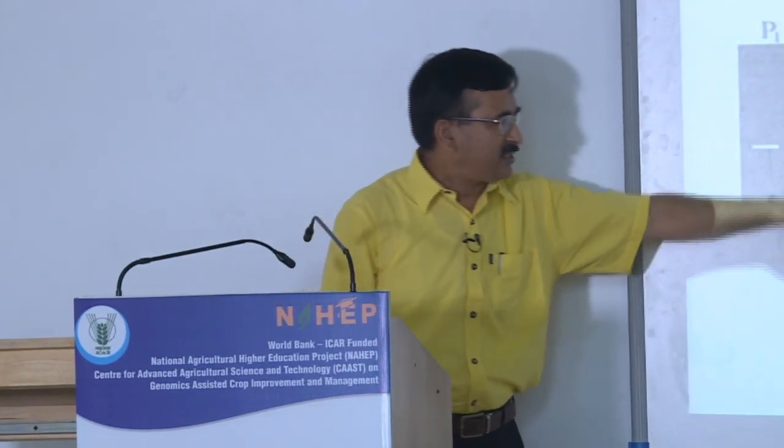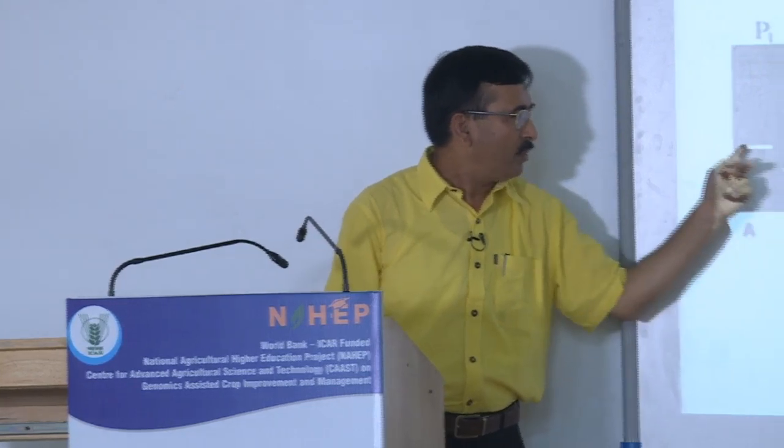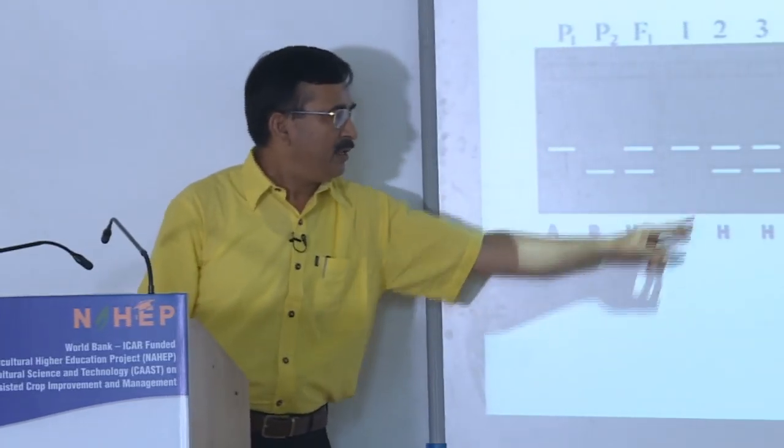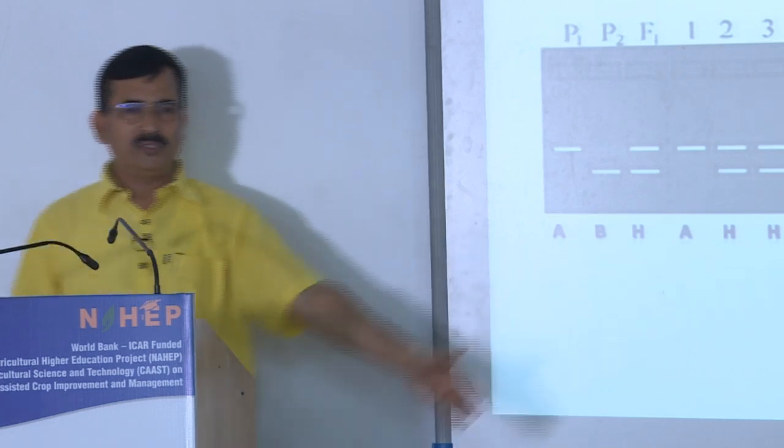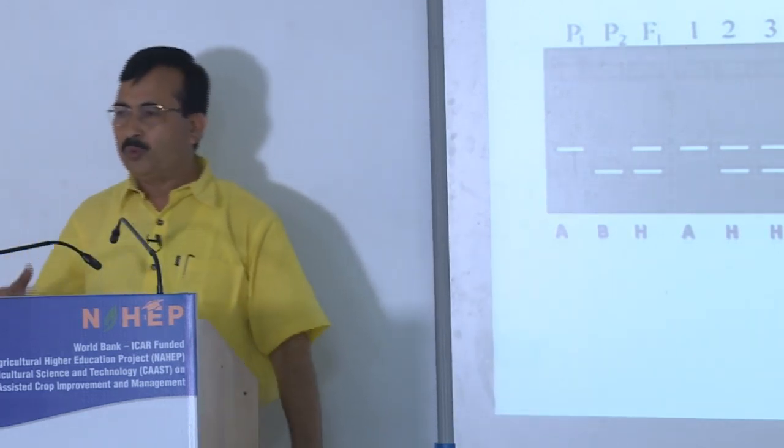This is one way of scoring. This upper band is from my P1, I am calling it the A allele. The lower band is from P2, that is my B allele. F1 has both alleles together, so it is heterozygous, and the rest you can compare and score. This is like A, this is heterozygous, and so on. This is the way you score it.